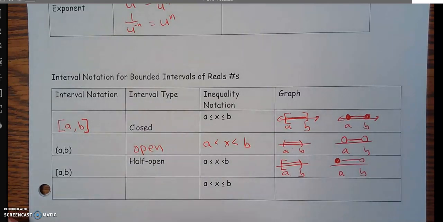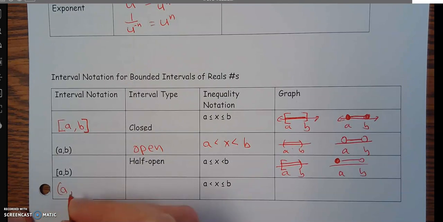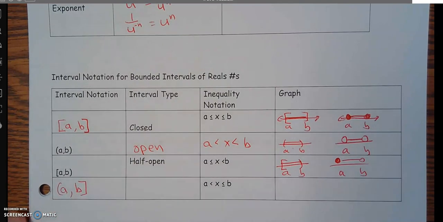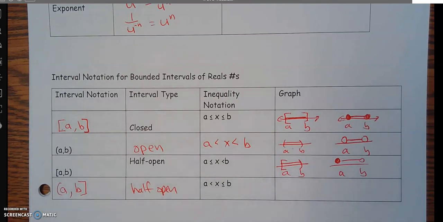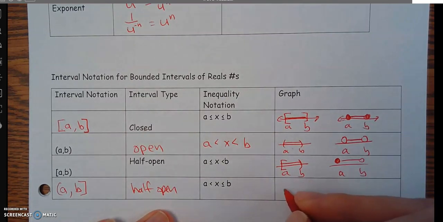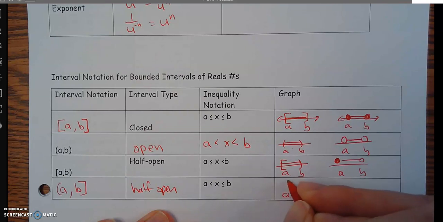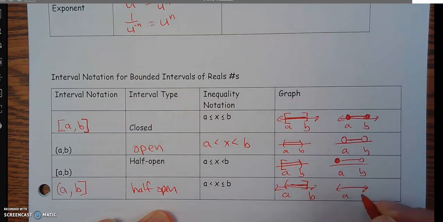Okay? And then the other way would be if a was not included, but b was. Again, half open. Nothing changes there. And so this would be a to b, with a parenthesis, up to b, on a number line. So on the number line, a is not included, but b is, and everything in between. Okay?